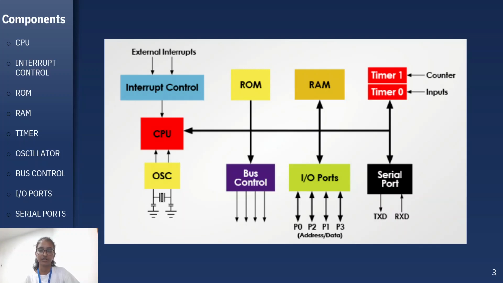Then the next one is the bus. In the microcontroller, the bus connects all the circuits and components to the CPU. And last is input output ports. The microcontroller has 4 parallel 8-bit ports: P0, P1, P2 and P3. These ports are bidirectional and used to carry both address and data in the microcontroller.